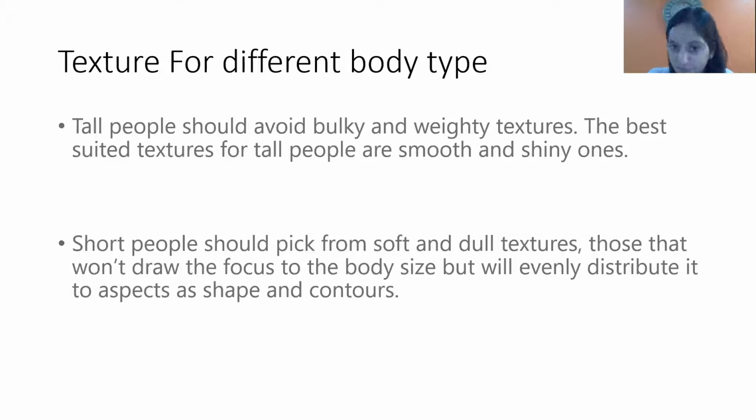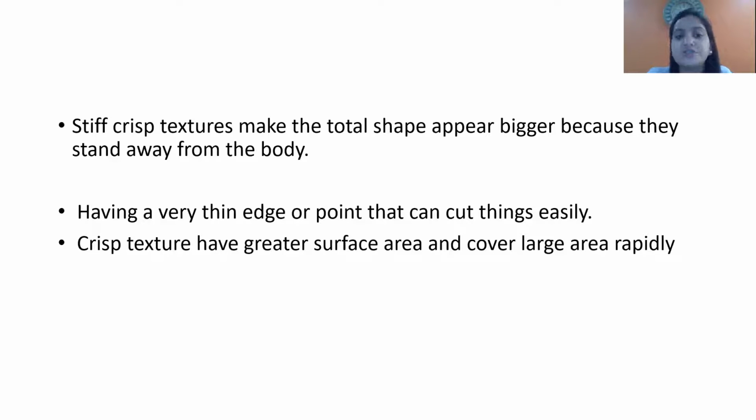Textures are for different body types. For example, tall people should avoid bulky and weighty textures. Short people should pick from short, soft, and dull textures, those that won't draw focus to the body but will evenly distribute aspects such as shape and contours. Stiff, crisp textures make the total body shape appear bigger because they stand away from your body. Having a very thin edge or a pointed edge can cut things easily. Crisp textures have greater surface area and cover a large area.